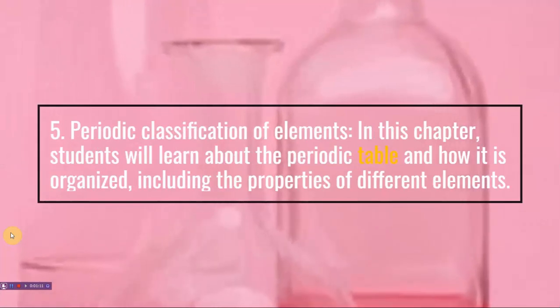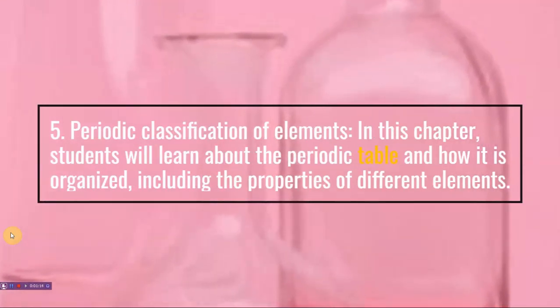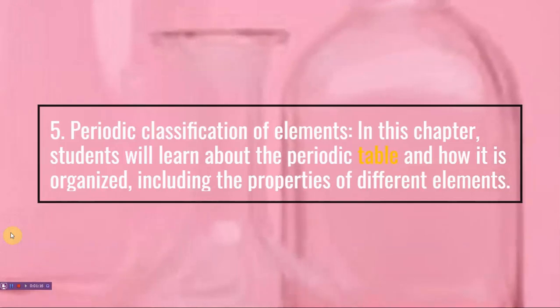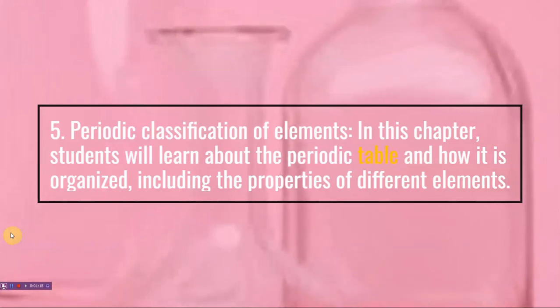5. Periodic classification of elements. In this chapter, students will learn about the periodic table and how it is organized, including the properties of different elements.